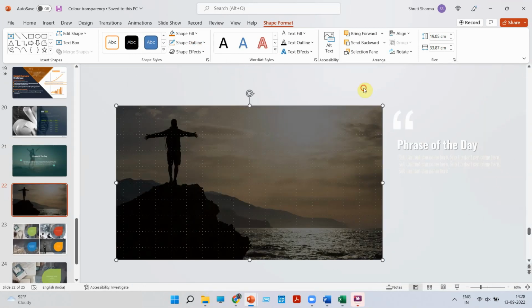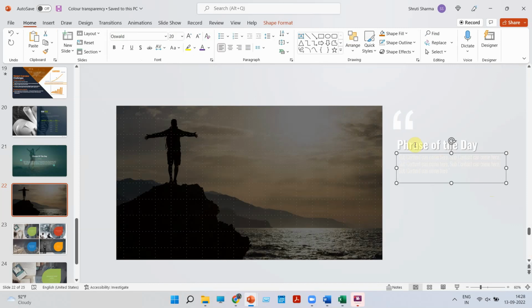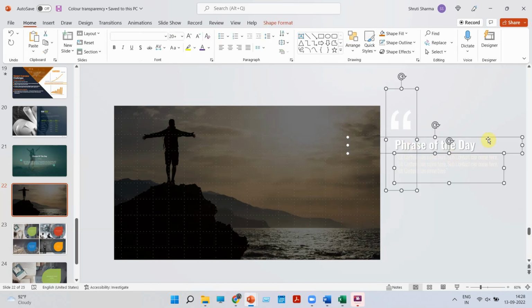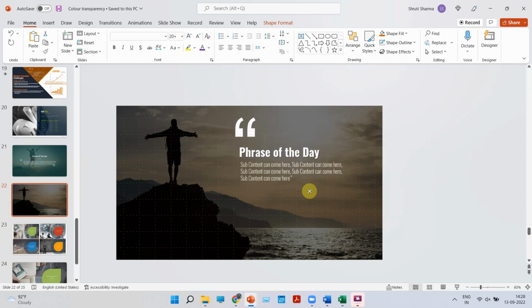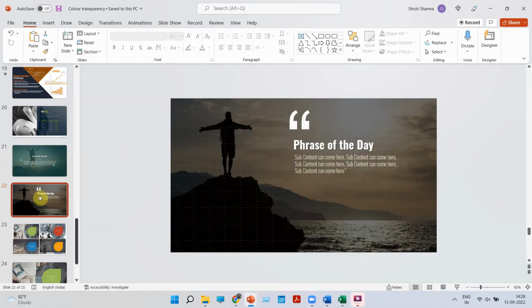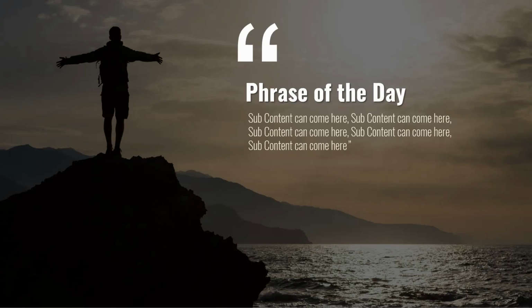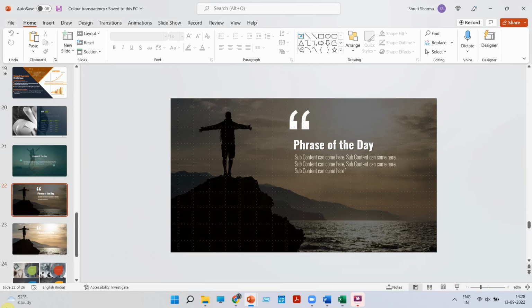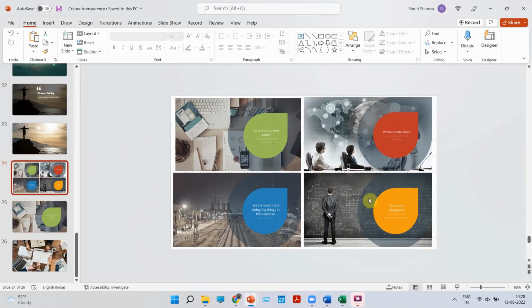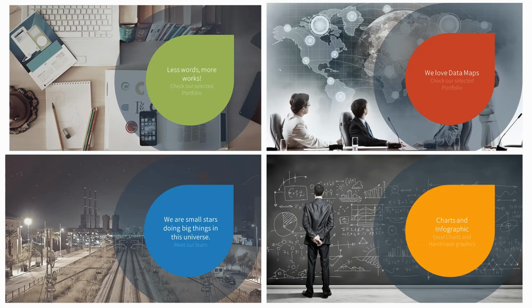Alright, so now let's bring the text on top of this layer. Right click, bring to front and so look at this. Versus if we do it without transparency, you can easily see the difference. Look at this versus look at this. In this case, the focus will always be your content, but the visual element will actually uplift the look and feel of your slide.